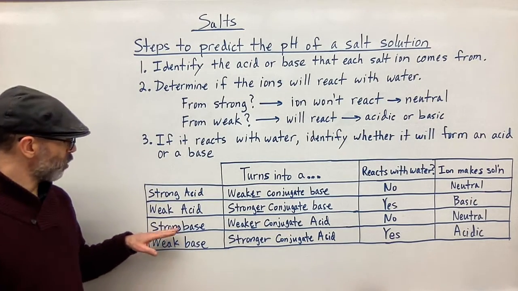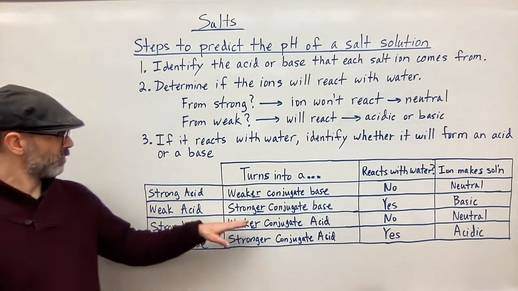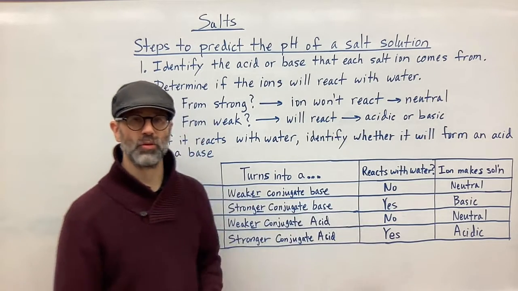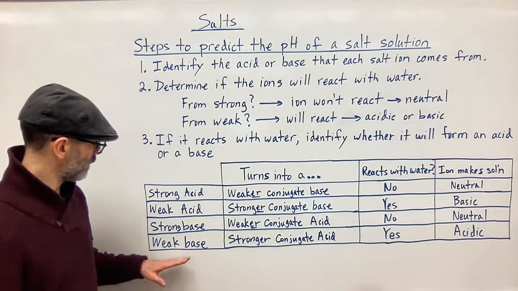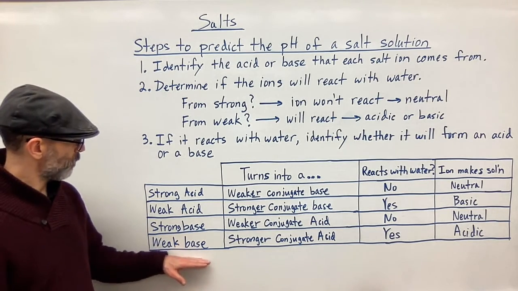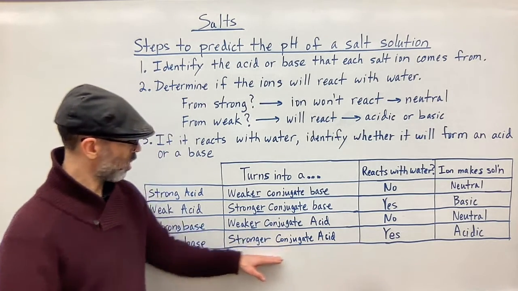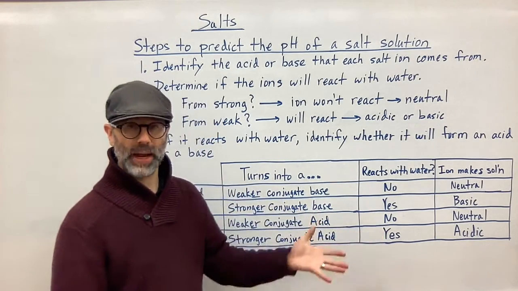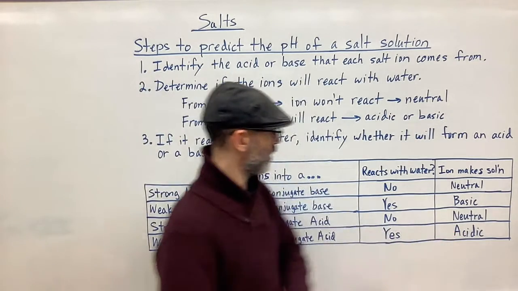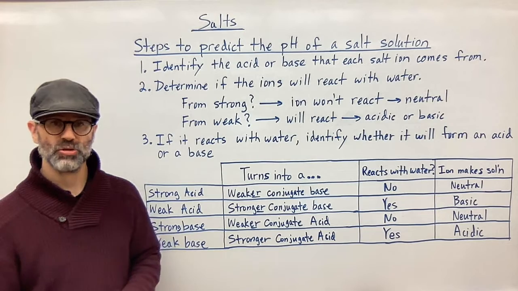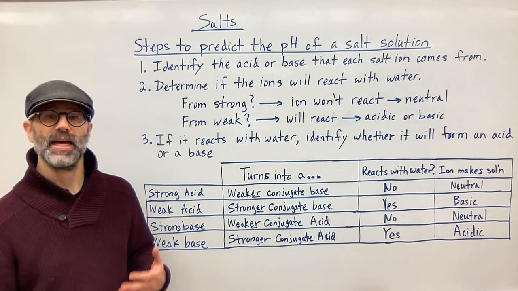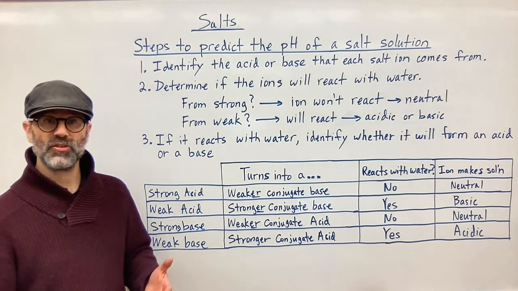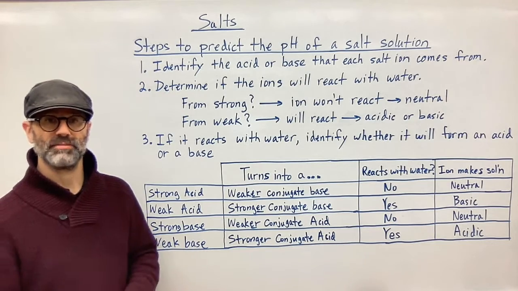And if you're coming from a strong base, just like the strong acid, it's going to form a weaker conjugate acid. Therefore, again, it's not going to react with water and it's going to be neutral. And then finally, if your ion comes from a weak base, that ion is going to be a stronger conjugate acid, and so it's going to react with water in order to give away its proton. Therefore, it's going to create an acidic solution because the ion is acting like an acid. Okay, so you want to look at those things. Let's continue with the steps. I still have more steps, so hold on tight.